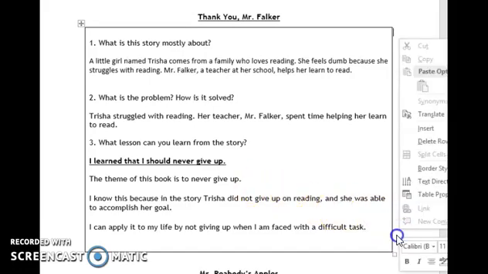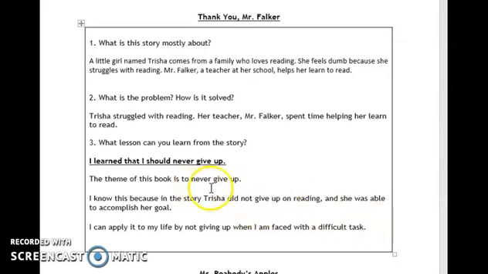Okay, so the theme of this book is to never give up. I know this because in the story, Trisha did not give up on reading, and she was able to accomplish her goal. I can apply it to my life by not giving up when I am faced with a difficult task.